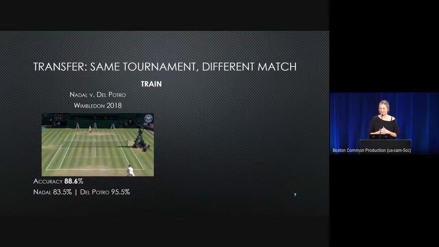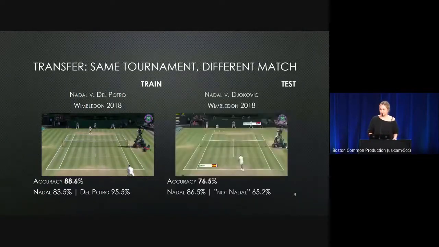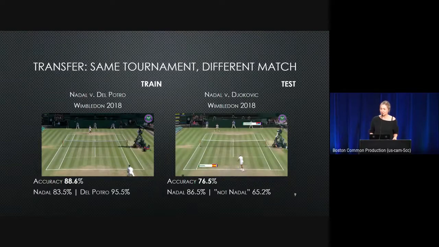The other thing we want to look at is, okay, we can look at within a match, can we identify these players? Sure. But what if we want to train on that match? So we're only going to show our skeletal key point based model the information from the Nadal versus Del Potro match that we just saw, where the accuracy was 88.6%. And then we're going to try to test it on a match that does not have Del Potro at all. And you can see the accuracy is still fairly high, but that just seems to be because it learned the model of Nadal so well.